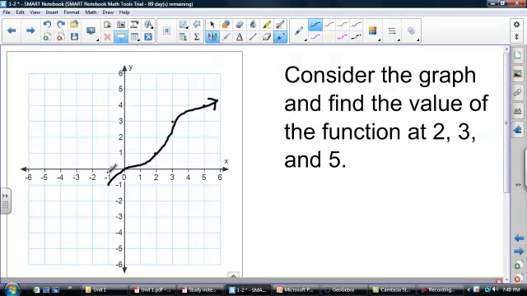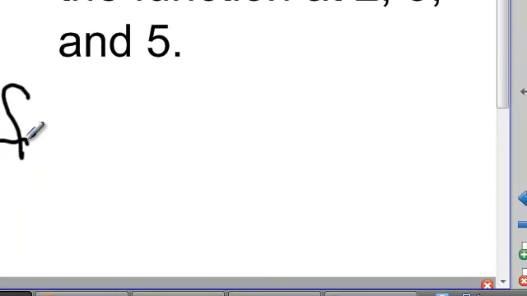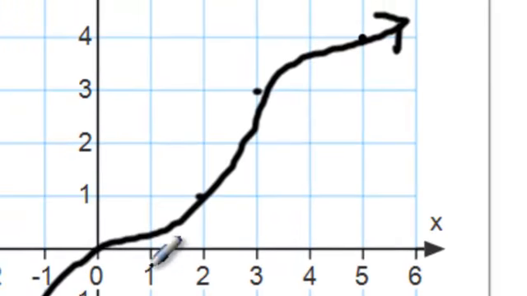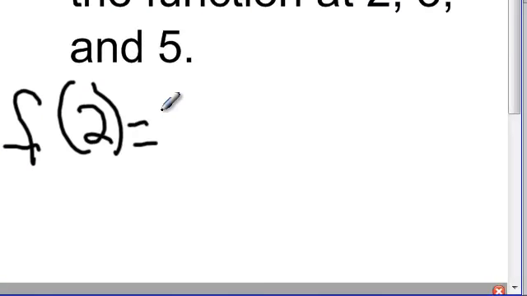First, let's consider this function. We've got the graph for this function. What they're asking us to do is find the value of the function at 2, 3, and 5. To do that, I'm going to start by finding f of 2. So I move over to 2 on the x-axis, go up, and I see that that value is 1. So f of 2 is 1.